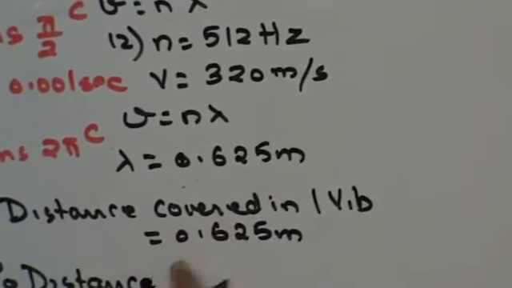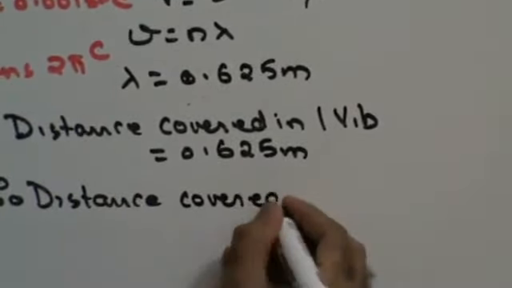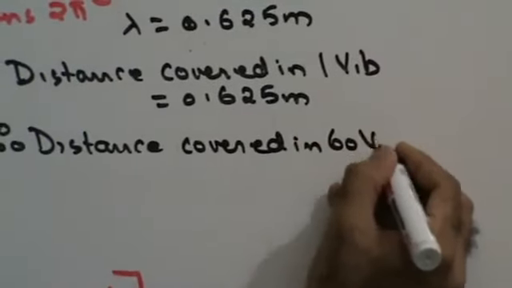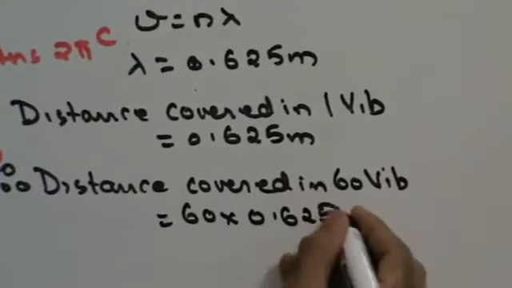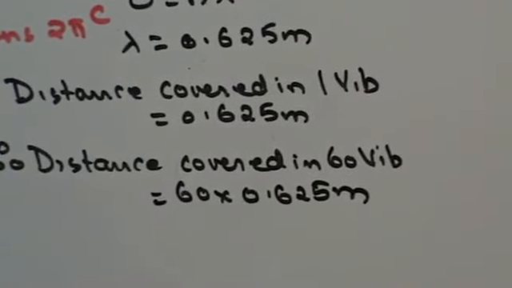Distance covered in 60 vibrations will be 60 into 0.625 meters. Multiply and you will get your answer.